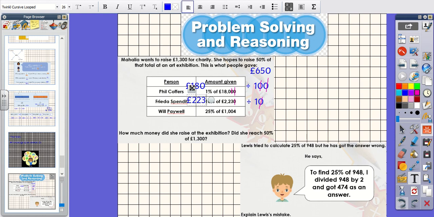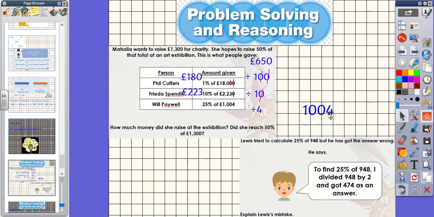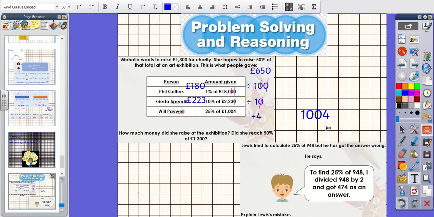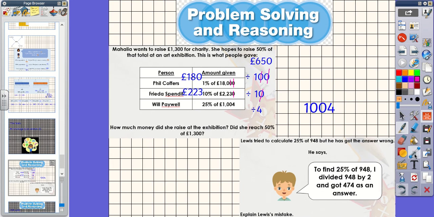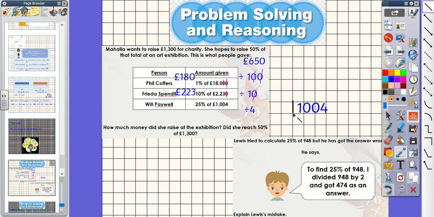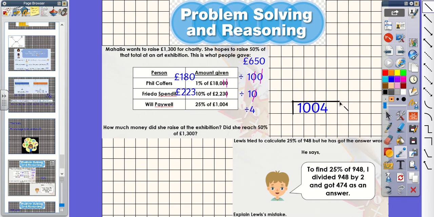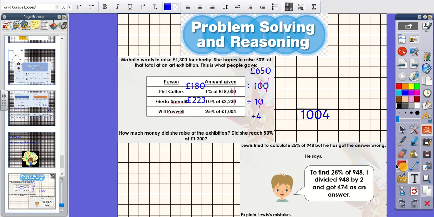And then finally, Will Paywell has given us 25% of 1004. So I need to divide it by 4. So I'm going to do 1004, make it a bit bigger, and I am going to do short division, and I am dividing by 4.